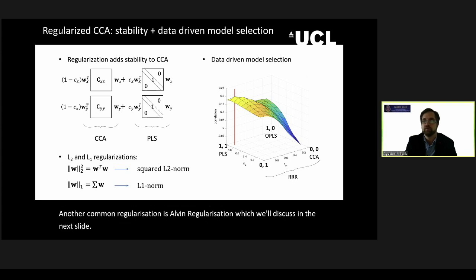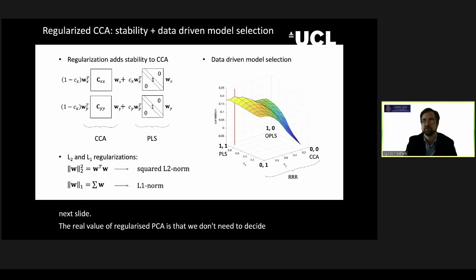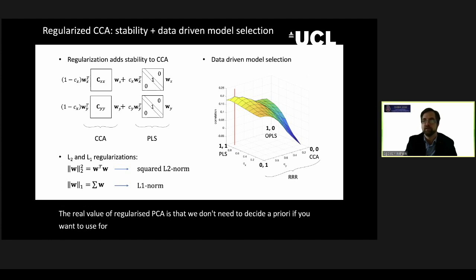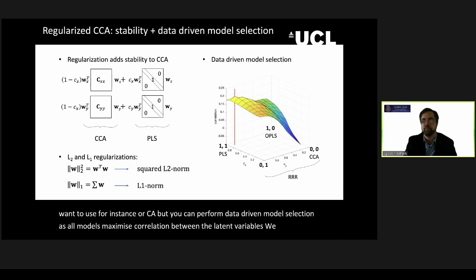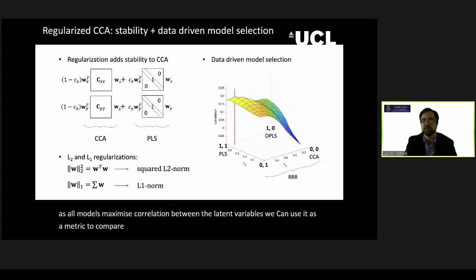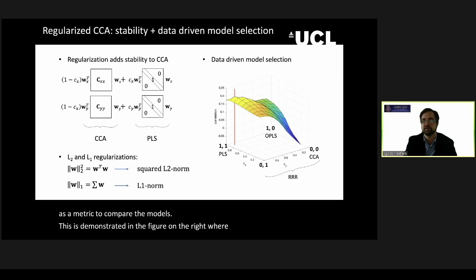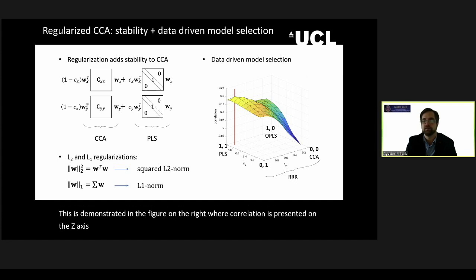The real value of regularized CCA is that we don't need to decide a priori if we want to use, for instance, PLS or CCA, but we can perform data-driven model selection. As all models maximize correlation between the latent variables, we can use it as a metric to compare the models. This is demonstrated in the figure on the right, where correlation is presented on the z-axis as a function of the hyperparameters on the x and y-axis.